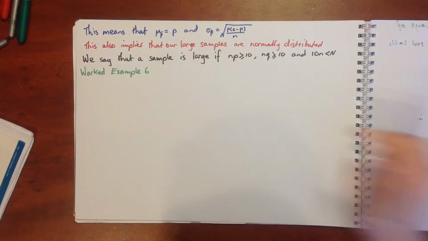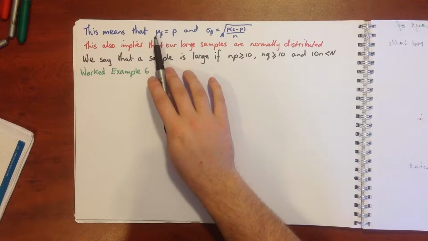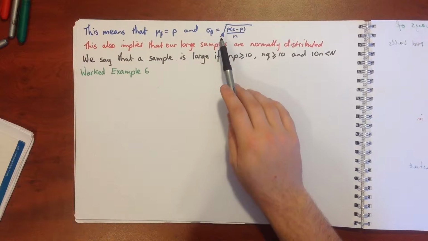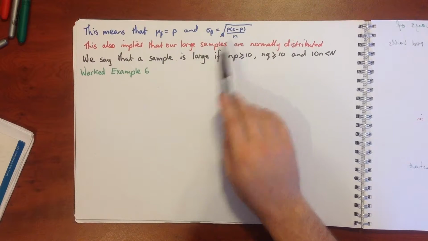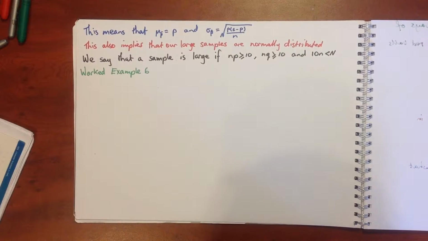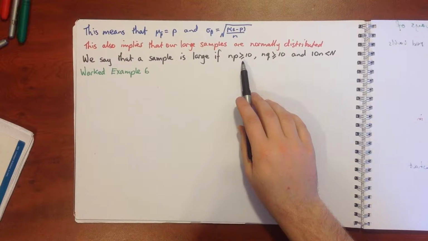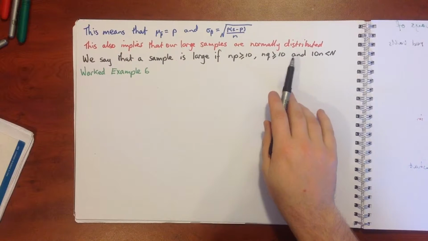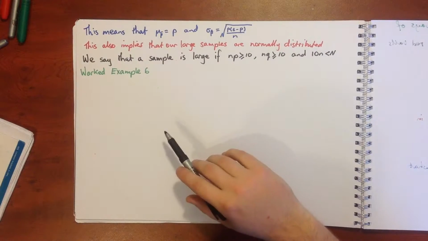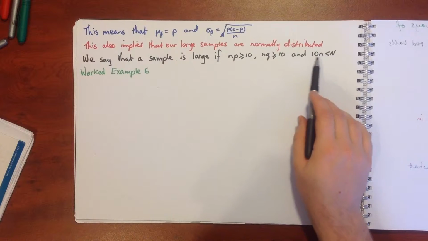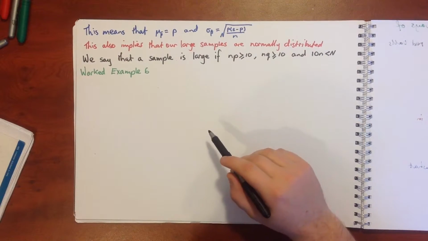What this means is that mu of p hat is equal to p, our probability of success, which is our 0.25, and sigma of p hat is equal to the square root of p times (1 minus p) divided by n. This also implies that large samples are normally distributed, because we've got a mean and standard deviation. We wouldn't get that if it wasn't normally distributed, so we'd expect a normal distribution. We can also say that a sample is large if n times p is greater than or equal to 10, and n times q is greater than or equal to 10, and that 10n is less than or equal to N. This last one is really saying that our sample size needs to be a tenth of our population size, something along those lines.